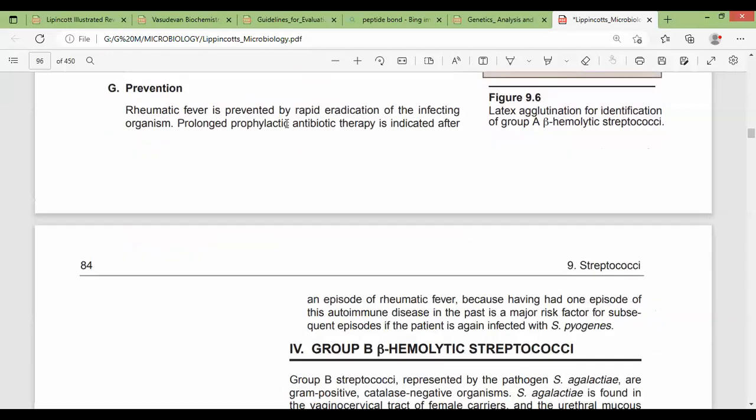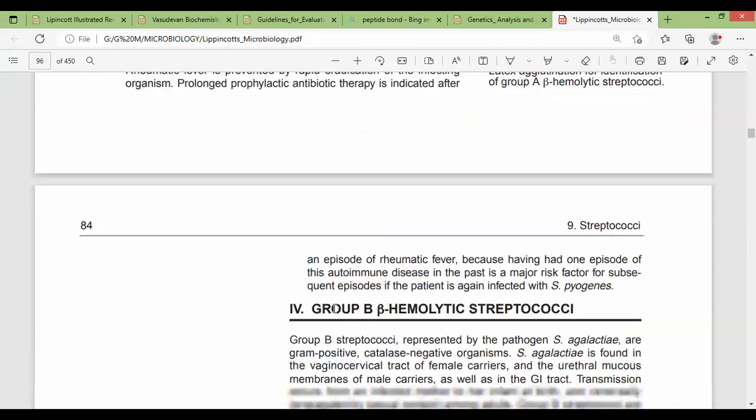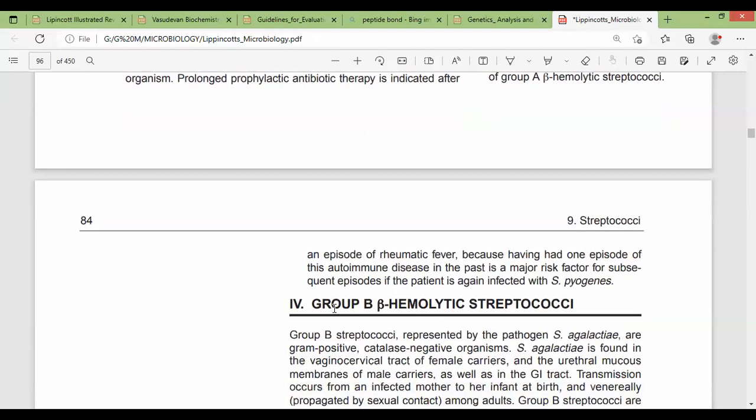Why do you need prevention of recurring pharyngitis? Because that will be a risk factor for rheumatic fever and rheumatic heart disease.